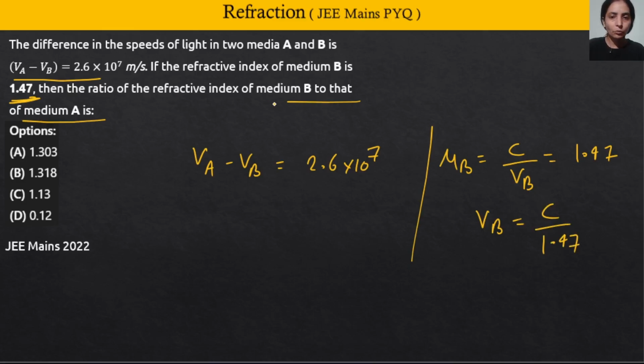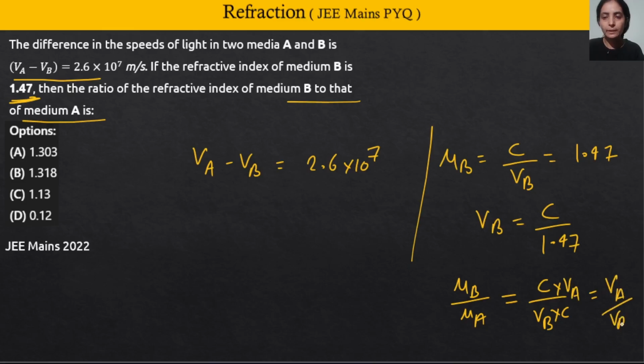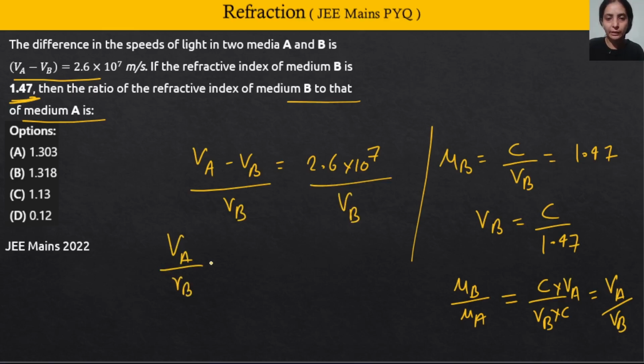Okay, and then what do we have to calculate? The ratio of refractive index of medium B to that of medium A. So we basically have to find mu B by mu A. And this will be equal to how much? Mu B you can write as c by VB, right? Mu A you can write as c by VA. So basically we have to talk about VA by VB. Done? Now, if we want VA by VB, divide this by VB, and divide this by VB too. So VA by VB we have to calculate.